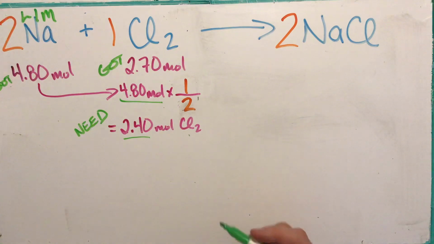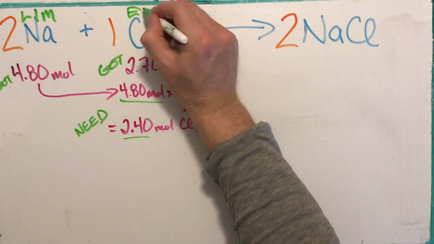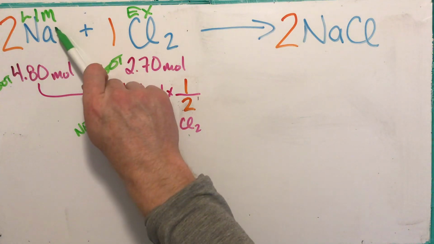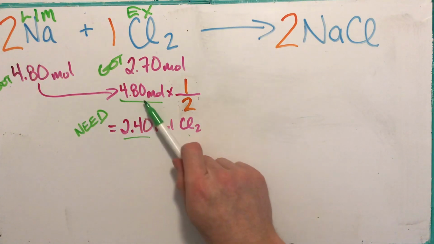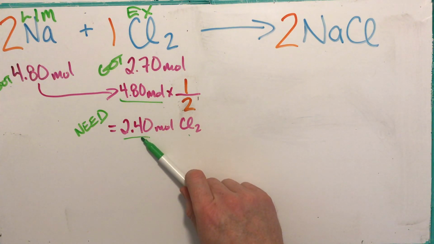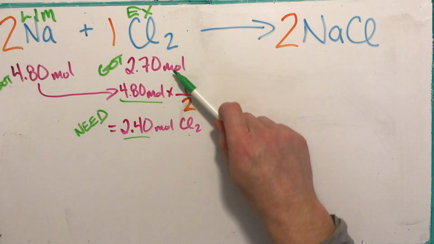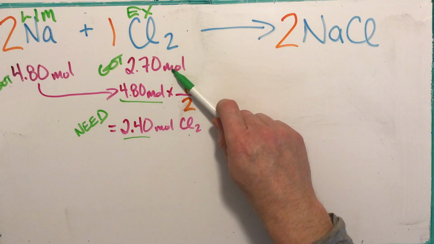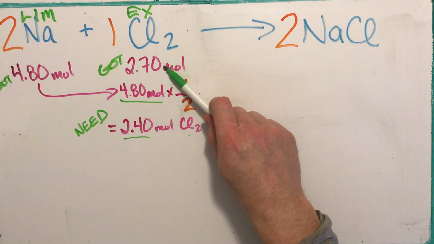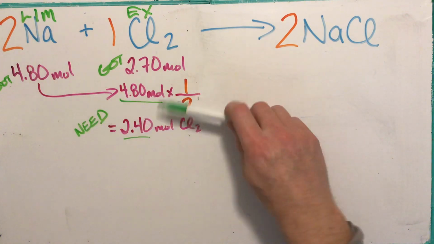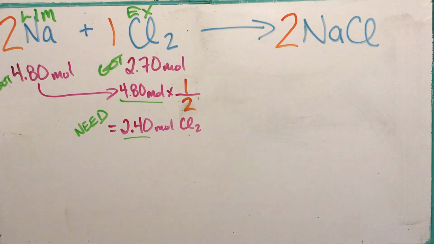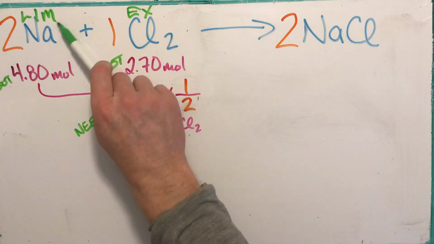And so what I do is I write LIM above that, and this one gets EX. All right? Sodium is the limiting reagent because when all 4.8 moles gets burned off, I'll burn off 2.4 moles of chlorine. Well, I've got 2.7. All this is gone, and I still will have some of this left over. This one is gone. This one will have 0.3 moles left over. And so it's excess. This is lim.